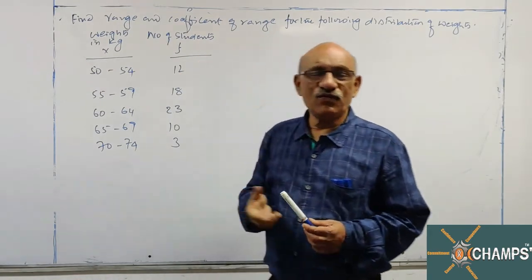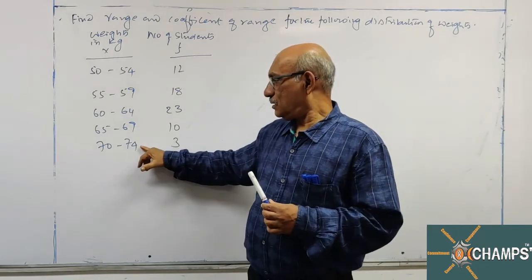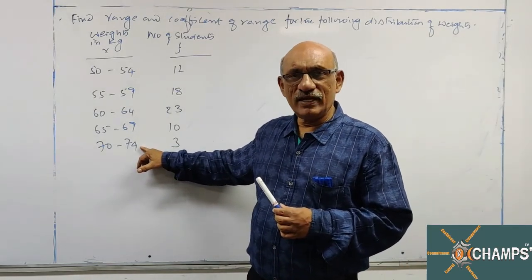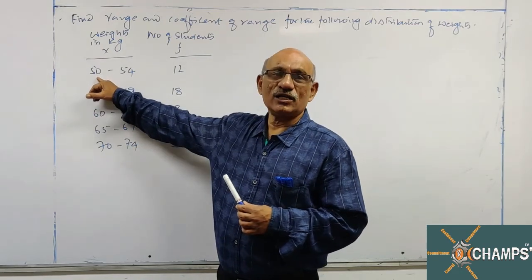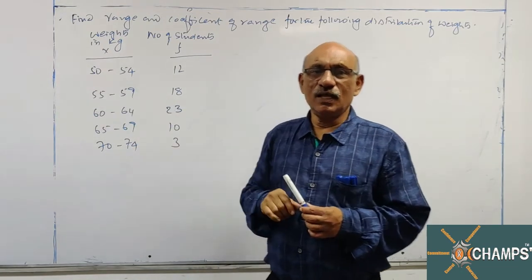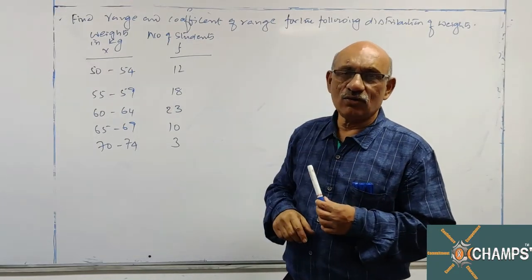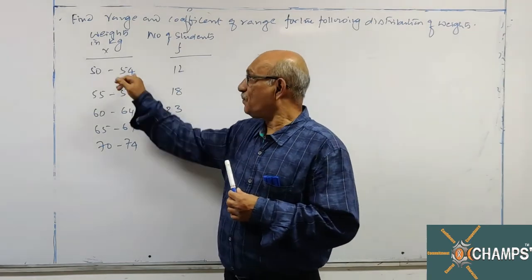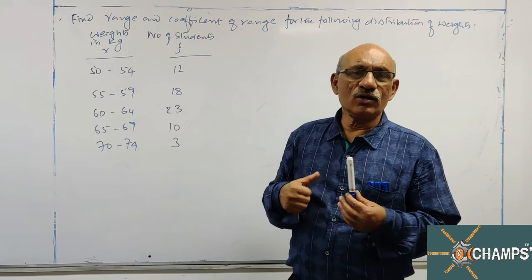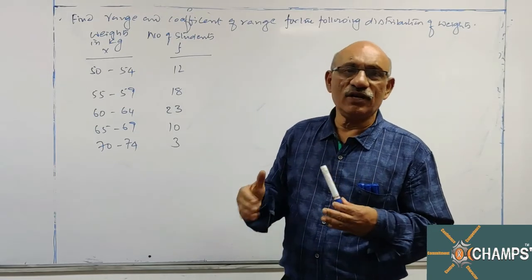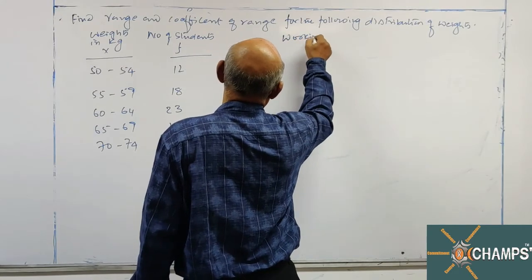But what is the range for a continuous series? Difference between upper class boundary of the highest class and lower class boundary of the smallest class. So what is required here? Class limits I have to convert into class boundaries, because it is a continuous series of inclusive type. We have to convert this into a continuous series of exclusive type. So let us see the working part for this.